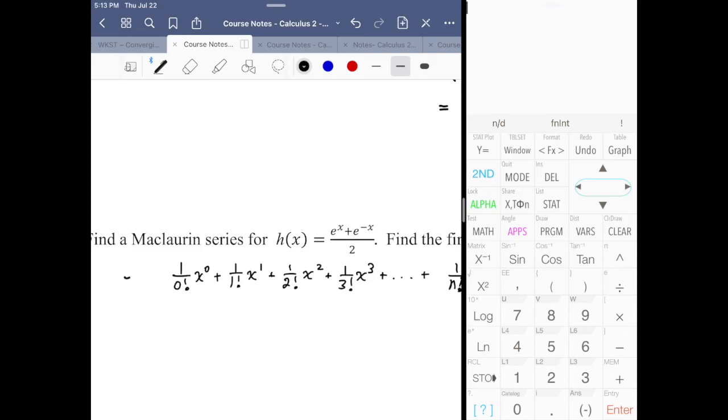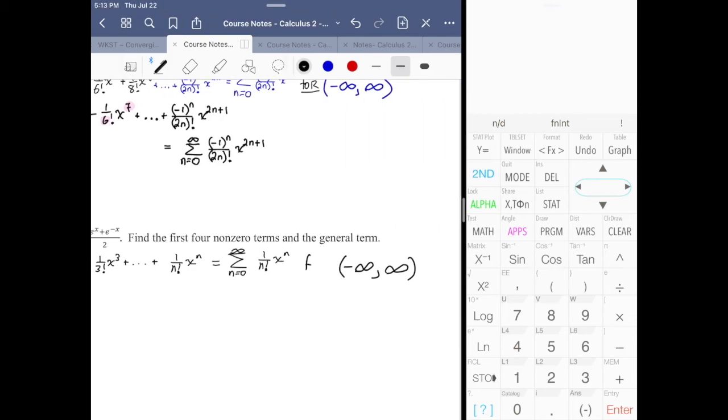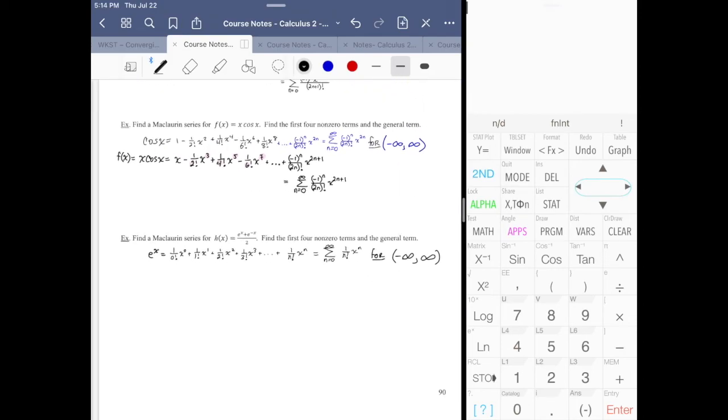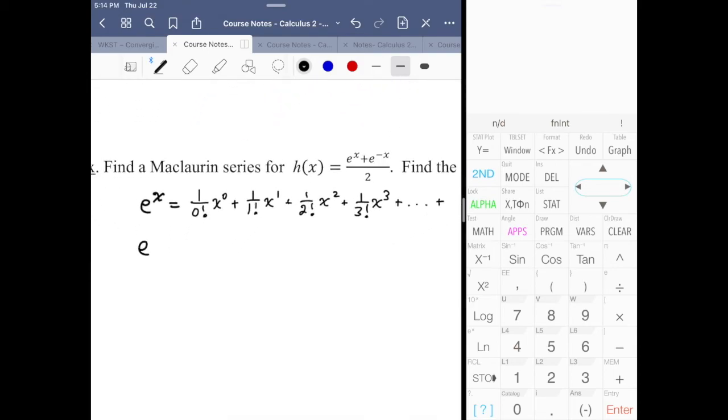All right. The last one, e to the x plus e to the negative x over 2. All right. So I'm going to work off of this, but I need an e to the negative x. All right. So before jumping right into my h of x, what I'm going to do is write an e to the negative x, replacing every x with a negative x.